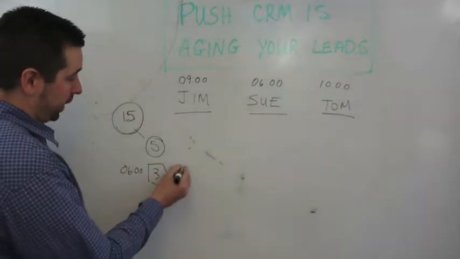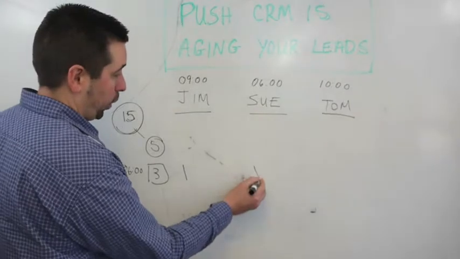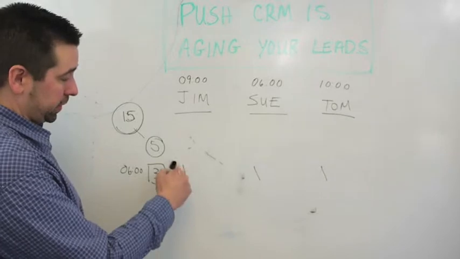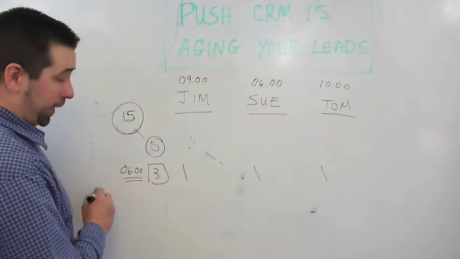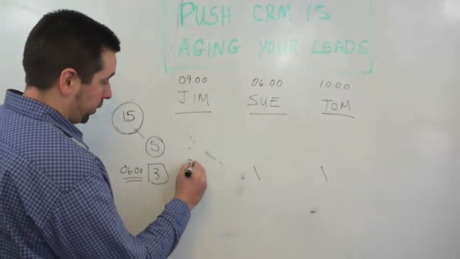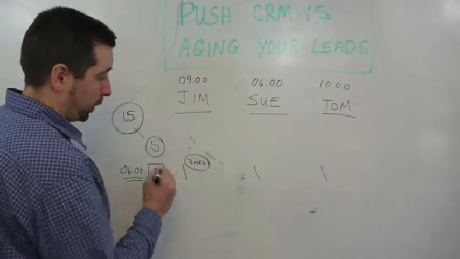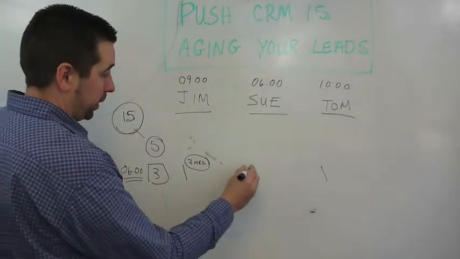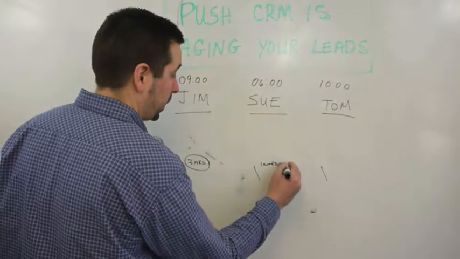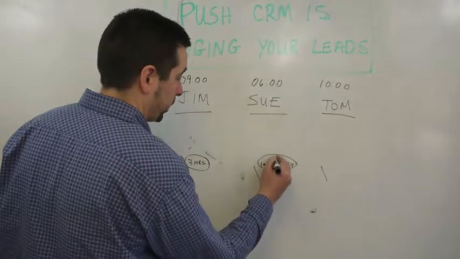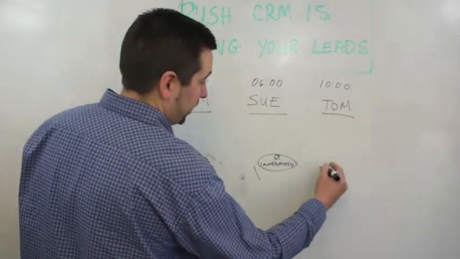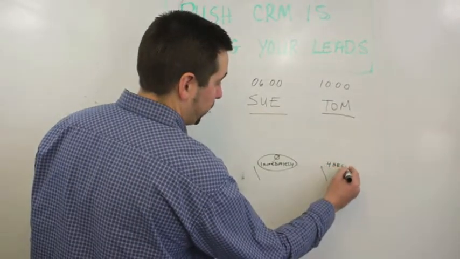In a round-robin style, 1 lead goes here, 1 lead goes here, 1 lead goes here. So let's make a little annotation next to this lead. Because I distributed or got new leads at 6 in the morning, this particular lead is going to age 3 hours before anyone's going to attempt to make a call on that lead. This one is going to get called immediately. Let's make it simple. 0 time, right? And Tom's is going to get called 4 hours from now.